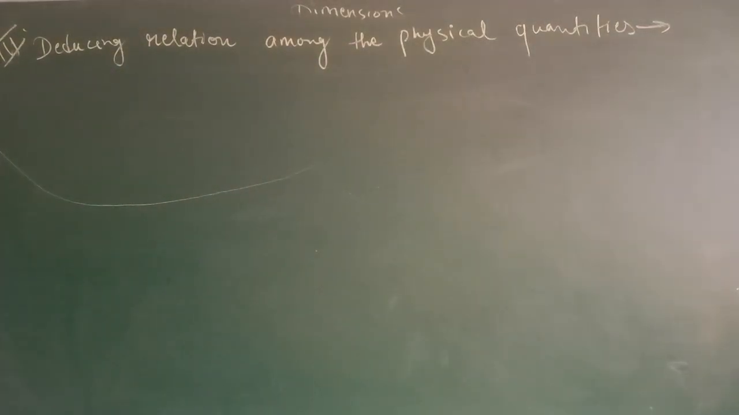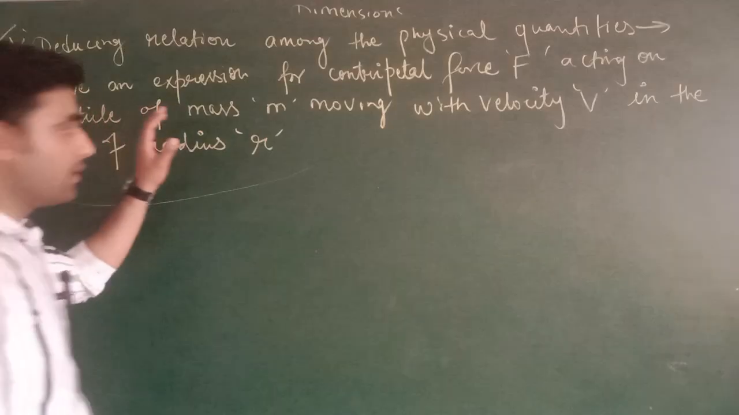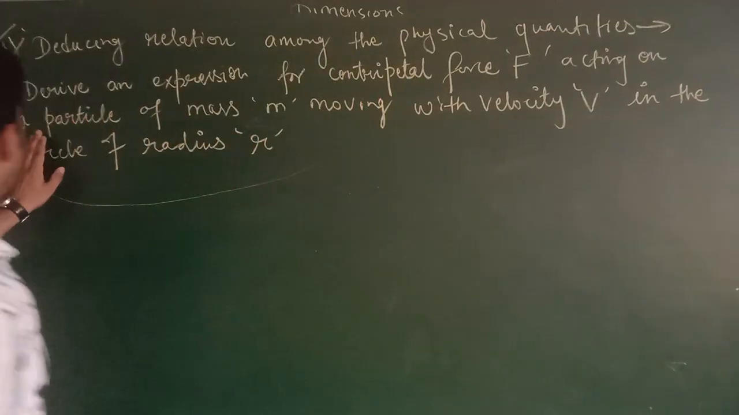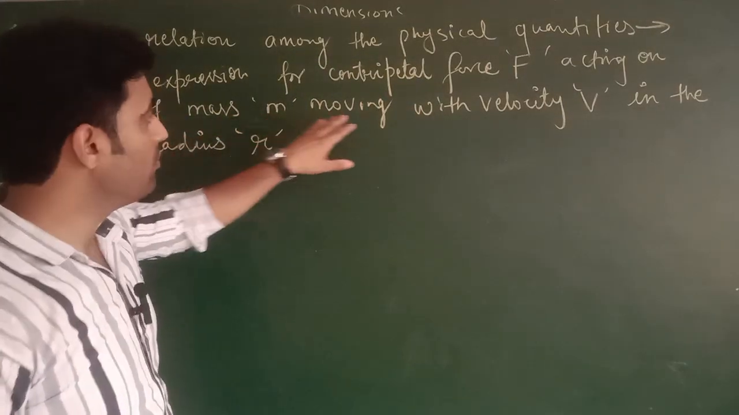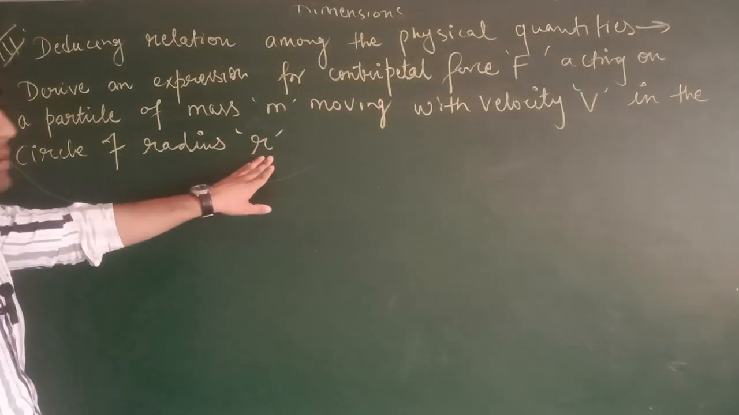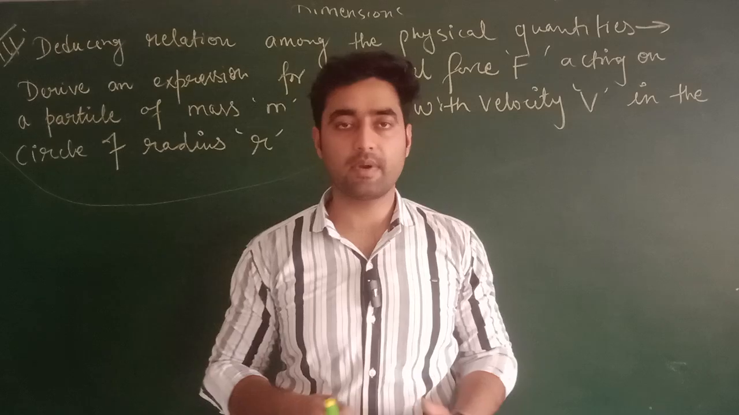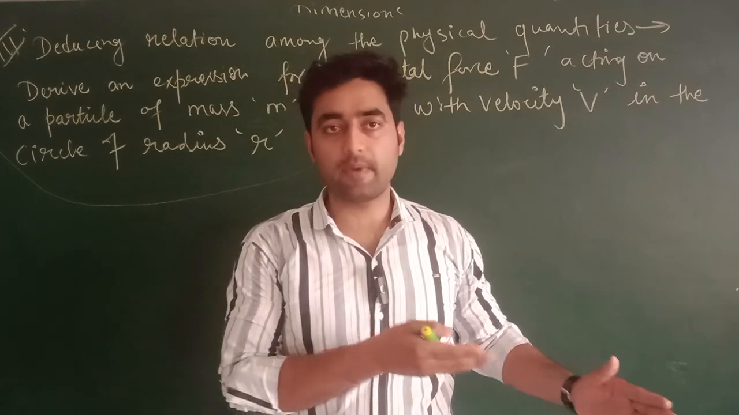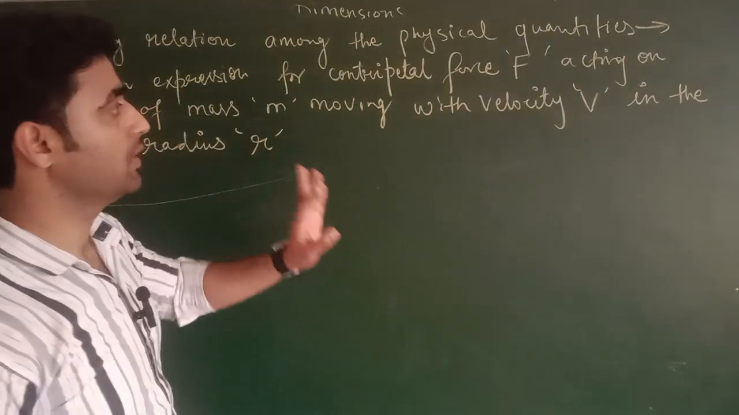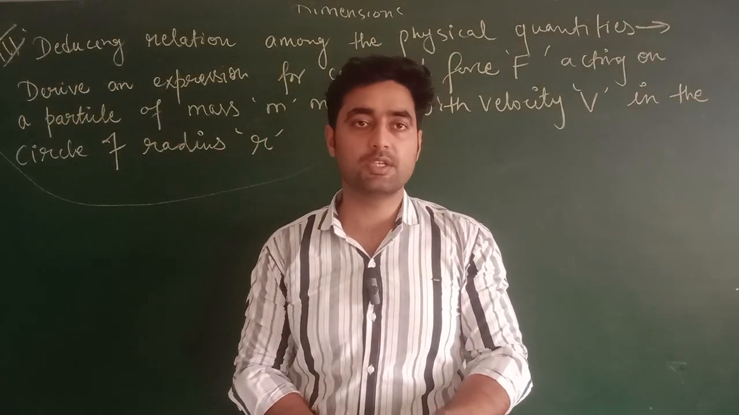The question is: derive an expression for centripetal force capital F acting on a particle of mass small m moving with a velocity v in a circle of radius small r. So basically we are asked to find the expression for centripetal force capital F. This centripetal force depends on the factors mass, radius, and that's it. So there are two factors on which centripetal force depends. One is mass and second is the radius in which the mass is revolving.